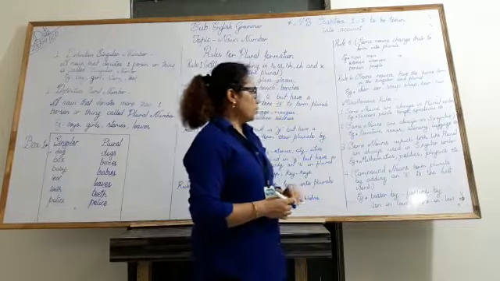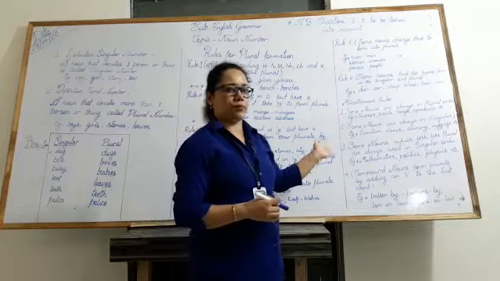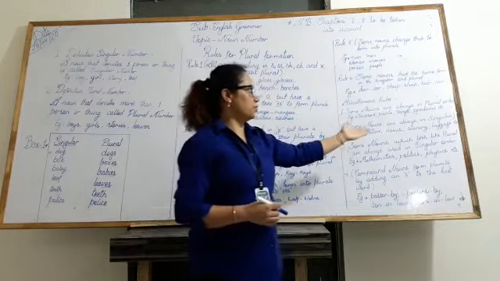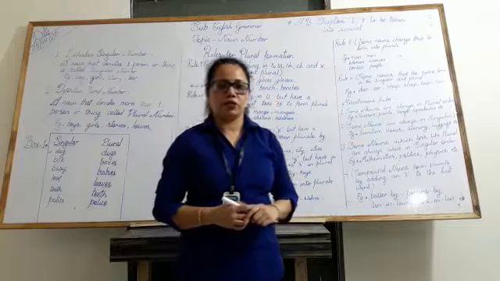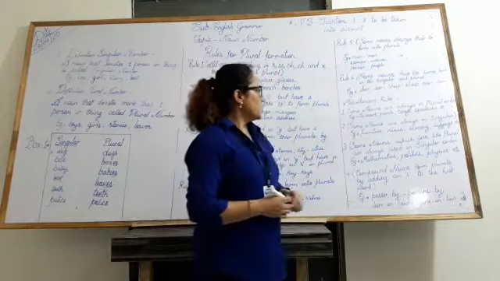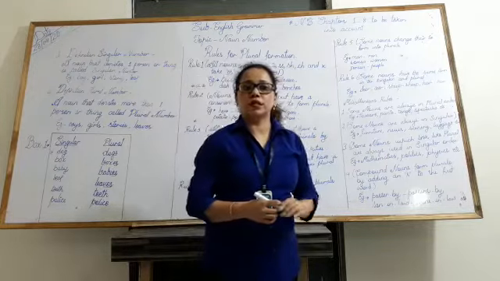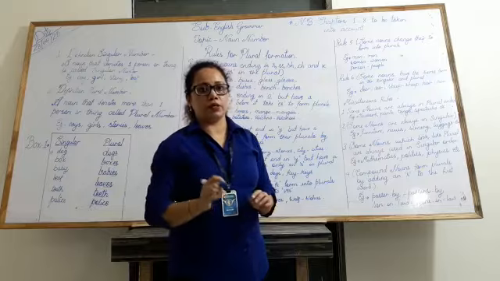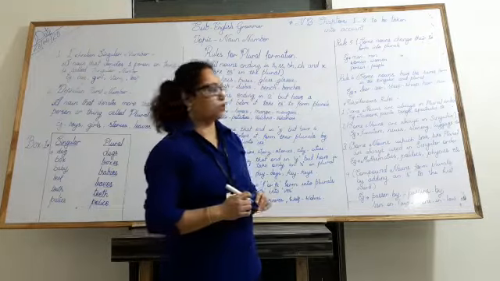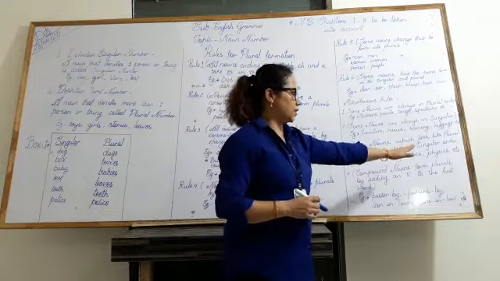Point number 2, some nouns are always in singular order. Example, furniture, news, scenery, luggage, etc. Third one, some nouns which look like plural are always used in singular order. They look like plural, but they are always used in the singular order. For example, mathematics, politics, physics, etc.